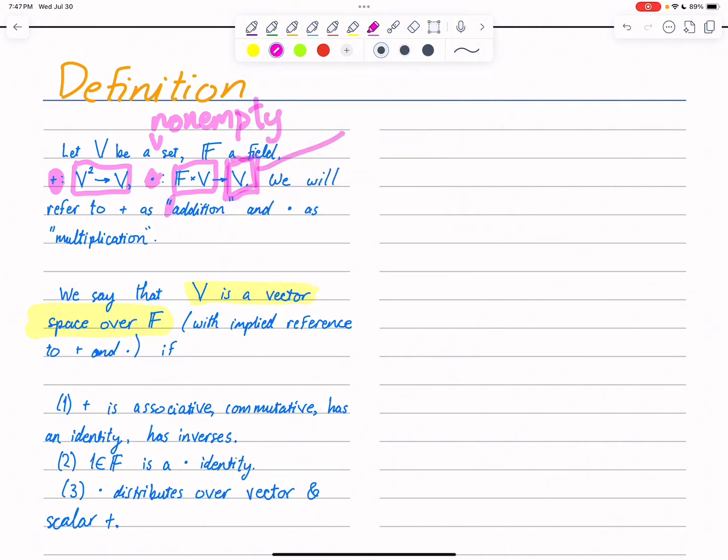The first function we call addition. That's the one written with the plus sign, of course, and it can be called plus, it can be called addition. The second one is multiplication, specifically scalar multiplication.